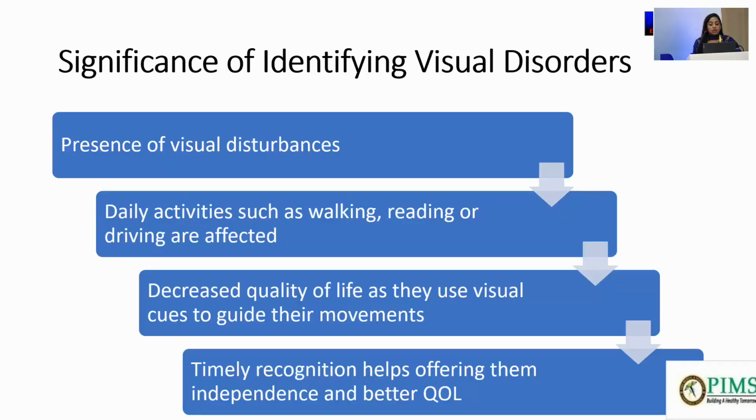So the presence of visual disturbances disrupts daily activities such as walking, reading or driving, and lead to decreased quality of life, as the patients with Parkinson's largely use visual cues to guide their movements. So timely recognition of these symptoms help in offering them independence and a better quality of life.